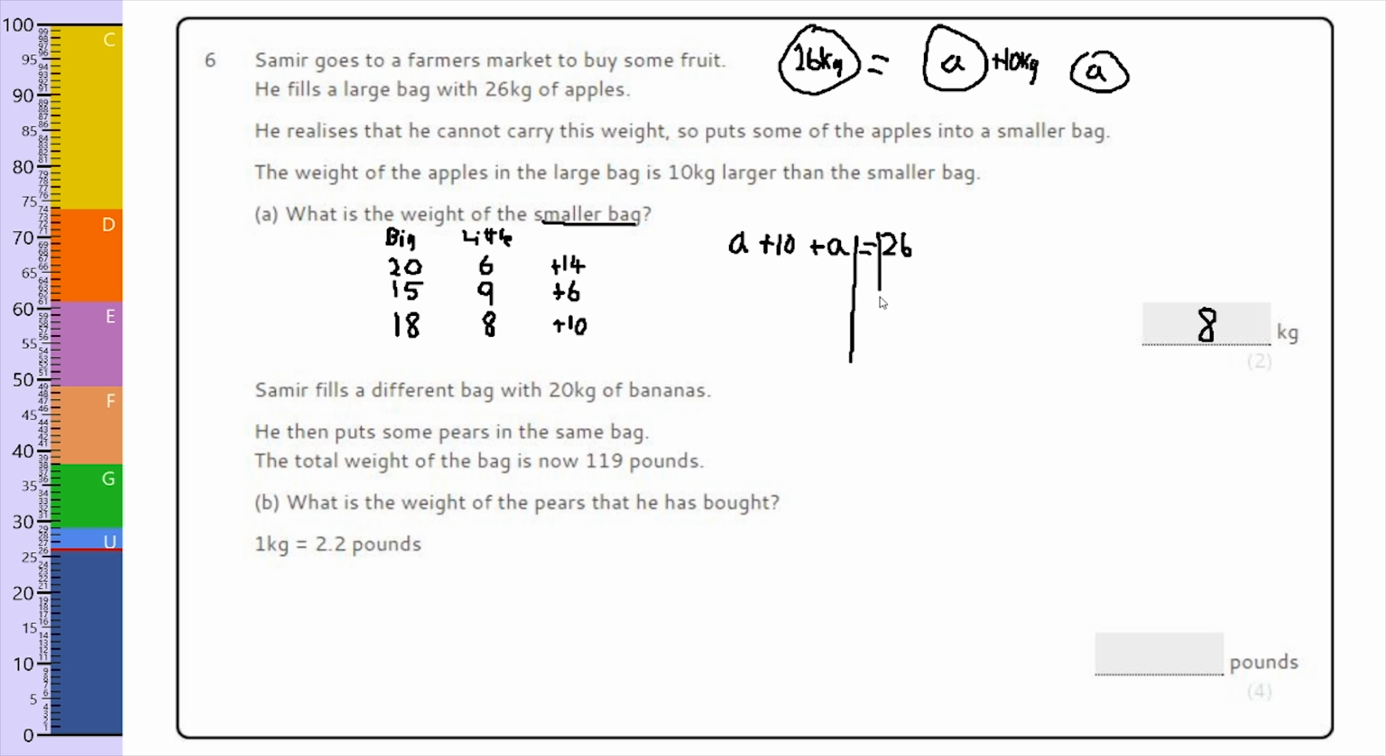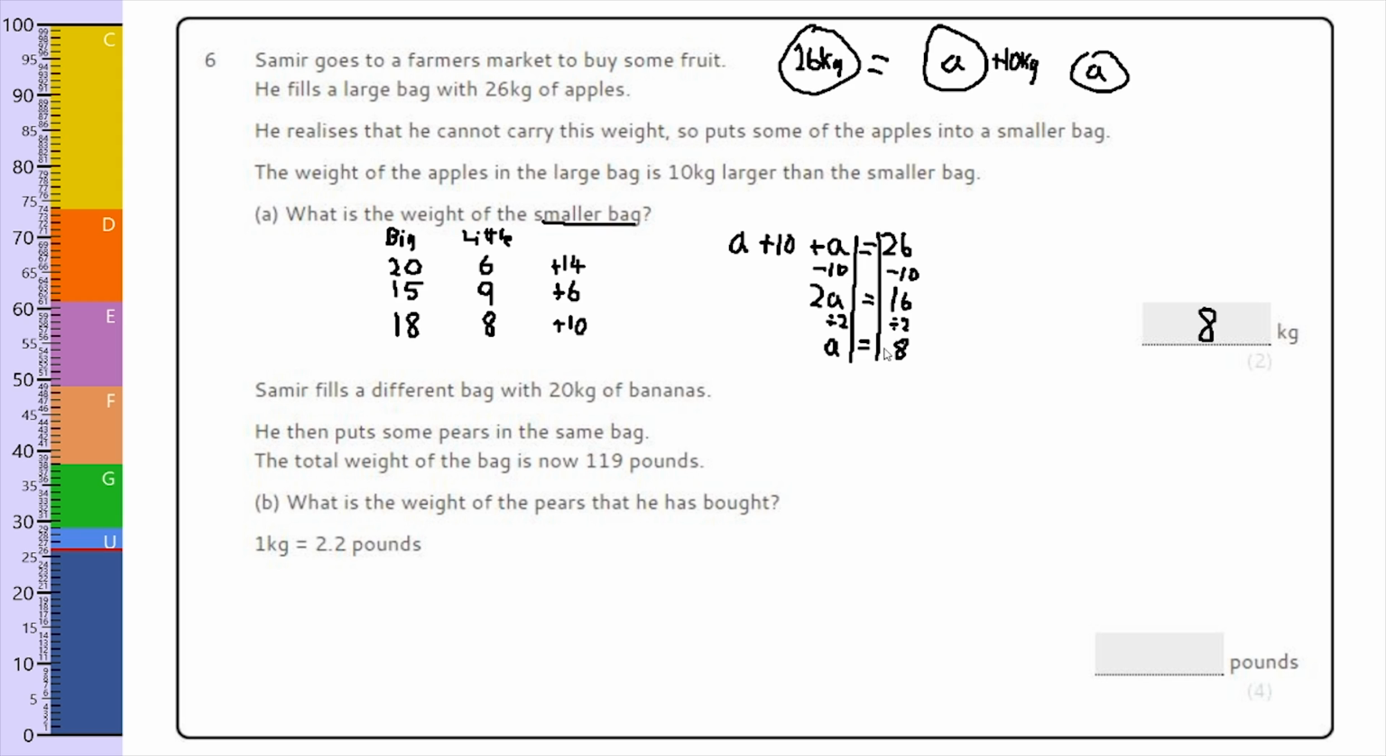If I draw some lines down. Now I can take away the 10 from both sides and collect the like terms. So it'd be 2A equals 16. And then I could halve it to get rid of the 2 there. So A, which represents the smaller bag, equals 8. Now I think most people doing the question would just do it through trial and improvement, and that's absolutely fine. You don't lose any marks. But if you do understand a bit of algebra, then you can go down this route and you can still get the full marks.